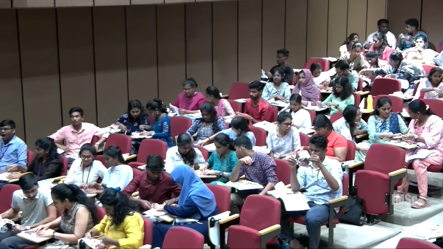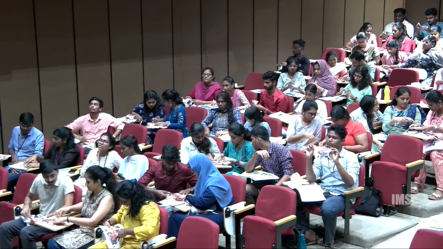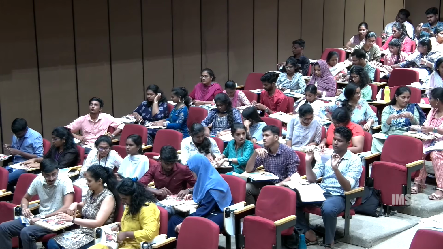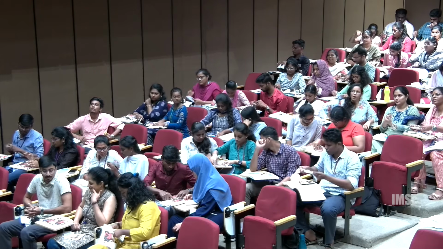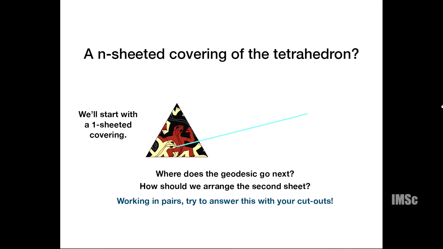So make sure that second sheet accurately captures where the geodesic should go next on the tetrahedron. It should capture where the geodesic is actually traveling to next in the actual 3D tetrahedron. So imagine if this sheet is folded up, where does this geodesic go next? And maybe once you have a second sheet, you could try and get a third sheet as well.